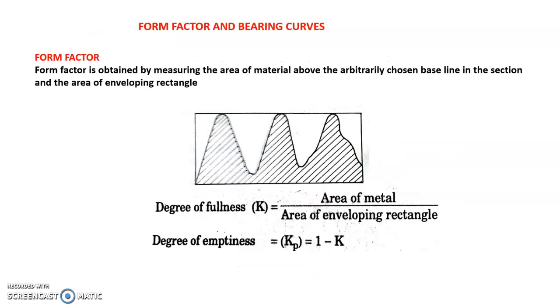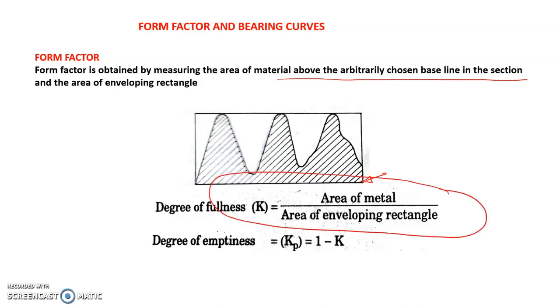In the form factor method, the material above an arbitrarily chosen baseline in the section is calculated. So this one is the baseline that is arbitrarily chosen, and the material is marked. The form factor is calculated using this equation, that is the area of the metal divided by the area of the enveloping rectangle. This one is the rectangle. So that is the form factor. By knowing the form factor of a profile, we can compare it with another profile.